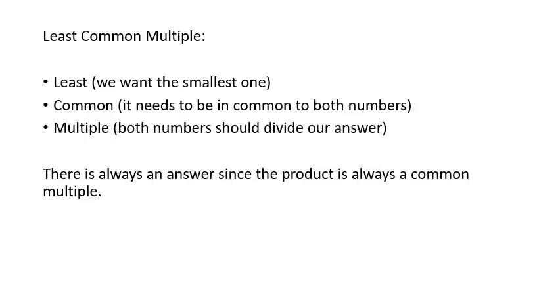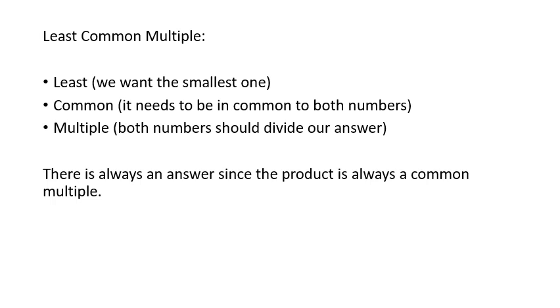Let's introduce the least common multiple, and it works very similarly. We're going to look at all three parts of this name and understand what it's asking. Now we're looking for the least, so we want the smallest one. Common still means common. Multiple means that both of the numbers that were given should divide into our answer. We're looking for multiples of both numbers.